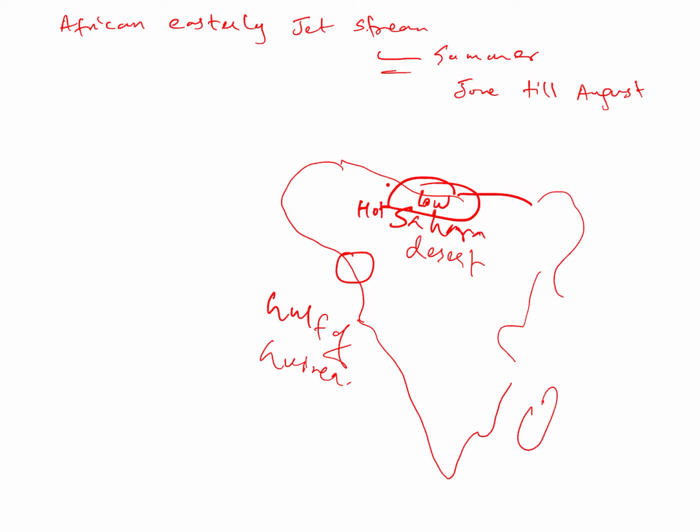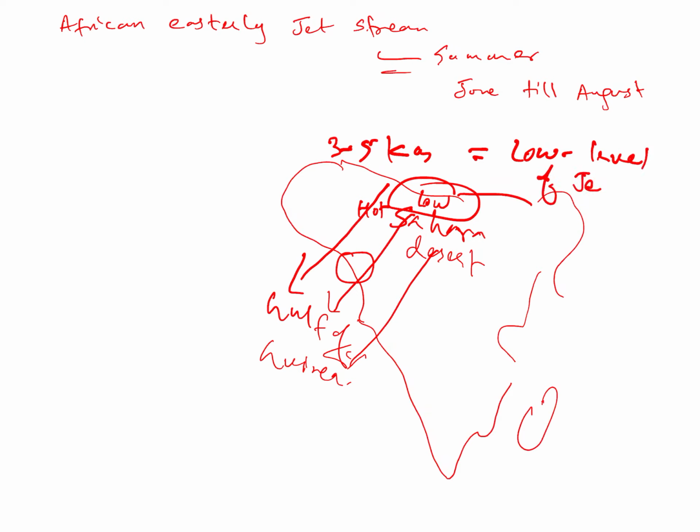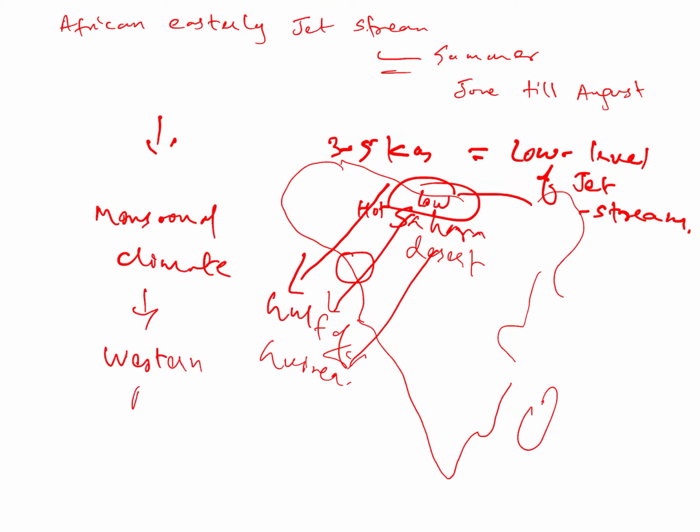As a result, the wind starts moving from the Sahara Desert towards the Gulf of Guinea in the upper atmosphere, not on the ground. This height is around 3 to 5 kilometers. That's why this is called the low level jet stream. Now this is responsible for the monsoonal climate of the Western African coast. I hope you understood this.